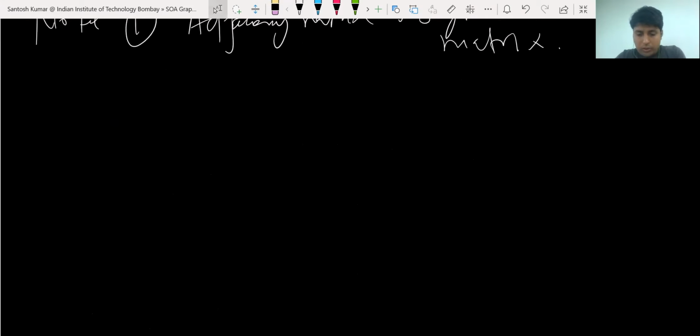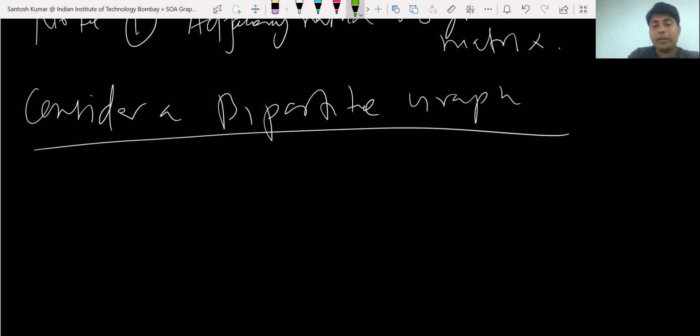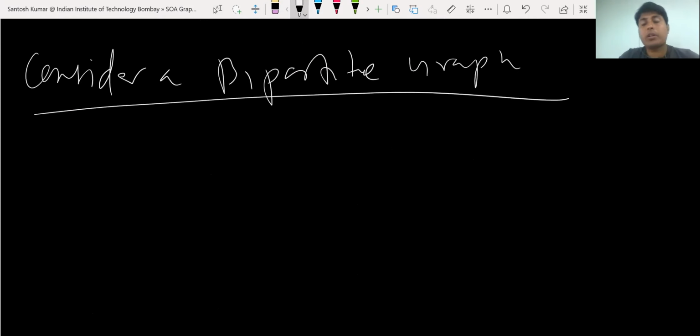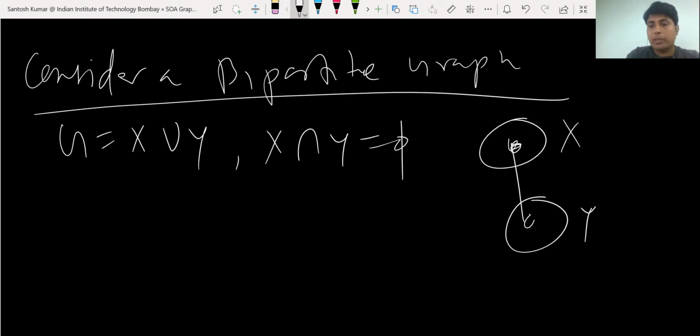Now, consider a bipartite graph. We have discussed a bipartite graph in the last class. So what is a bipartite graph? You can partition the vertex set into two sets, X and Y, such that any edge you consider will have one end in X and the other end in Y. So for a graph G, you can write V(G) as X union Y, where X and Y are non-empty sets, and for any edge, one end will be in X and the other end in Y.